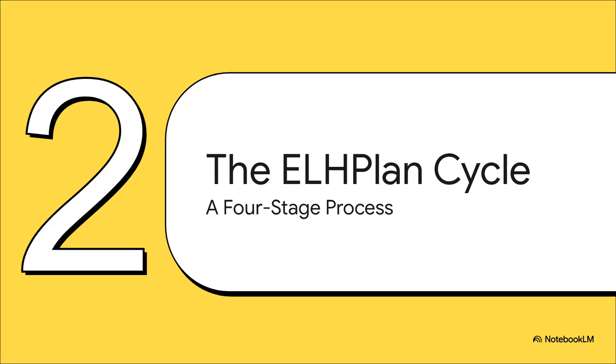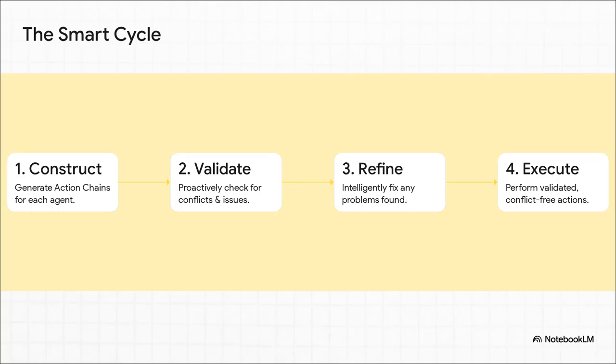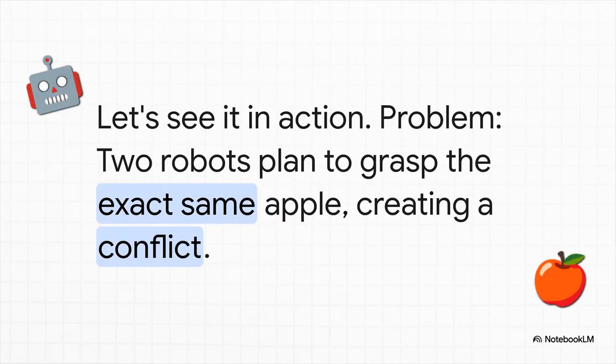But here's the thing. These action chains don't just exist in a vacuum. ELHPlan has this really clever 4-stage cycle that's always running, always checking and fine-tuning the plan. Let's walk through it. Okay, so first, the system constructs the plan. It creates all the action chains for the robots. Then, and this is the really brilliant part, it validates them. It looks ahead and tries to spot any problems before they happen. If it finds a conflict, it moves to the refine stage, where it actually fixes the plan on the fly. And only after everything's been checked and double-checked does a robot actually execute its task. It's this constant smart loop. Plan, check, fix, do.